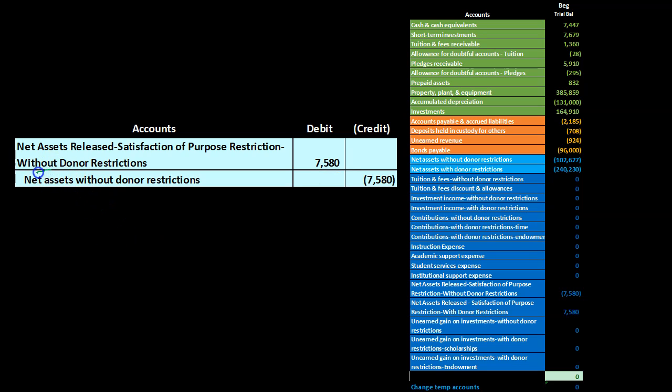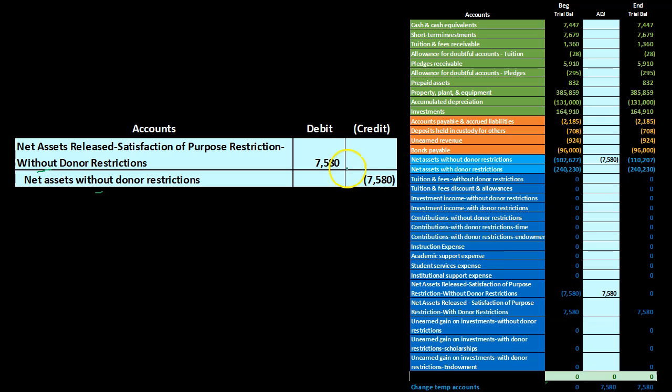So of course we're matching up the words without restrictions, without restrictions. So we're doing whatever we need to do to make this go to zero. The other side is going to the net assets without restrictions. Posting that out, we have the debit here, bringing this balance down to zero. The credit goes to the net assets without restrictions. It has a credit balance in it, going up in the credit direction to the credit balance of 110,207.